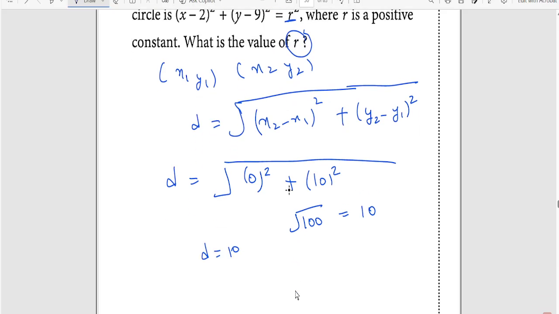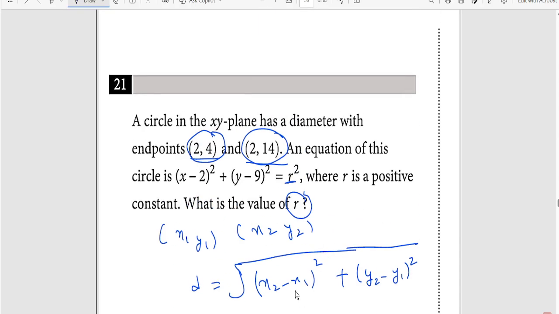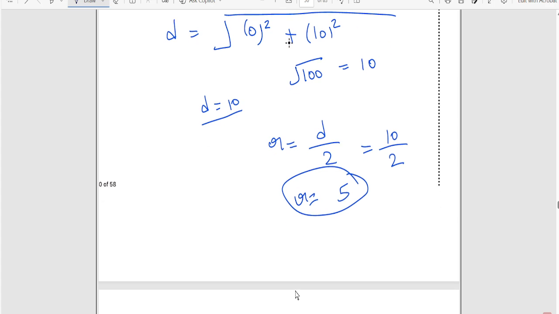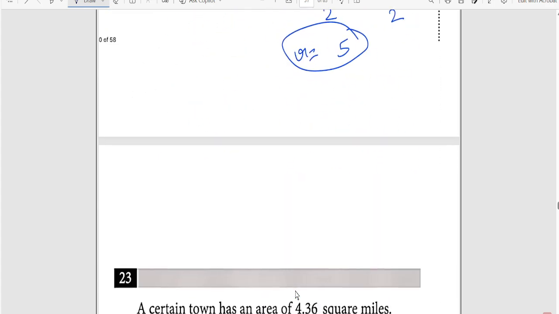Distance is basically going to give me the diameter, because these were the endpoints of the diameter as given in the question, right? Now we have diameter. We know radius is half of diameter. So if I divide 10 by 2, which is 5 units, I get my radius. Okay, that's how we are supposed to do it. So radius is 5.